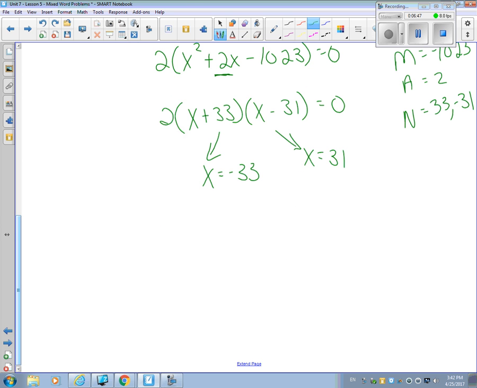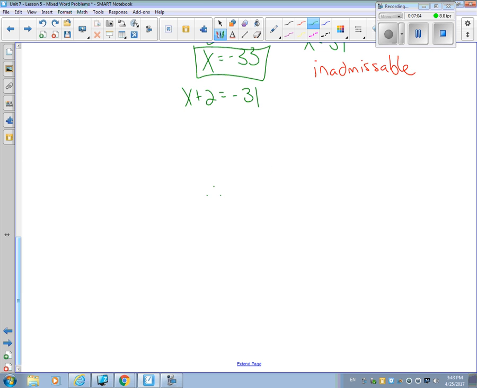But the question said that they're odd negative integers. So this number is inadmissible. That's a positive answer. It says they're negative. So x must be negative 33, and x plus 2 must be negative 31. So the integers are negative 33 and negative 31. Okay, so that was a solving question. Kind of one we've done before, but good practice. Let's take a look at the next one.